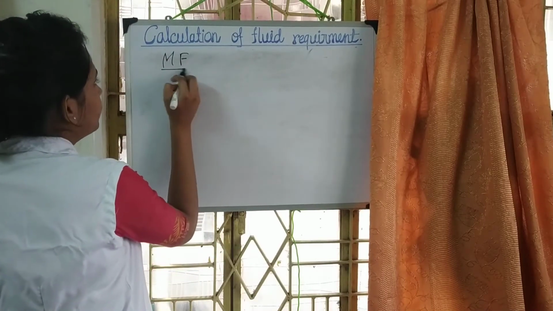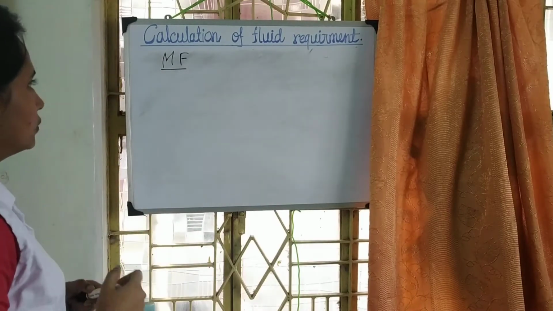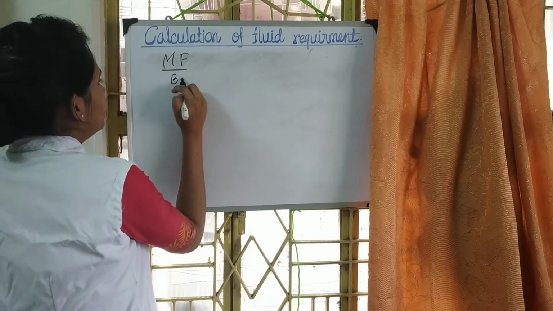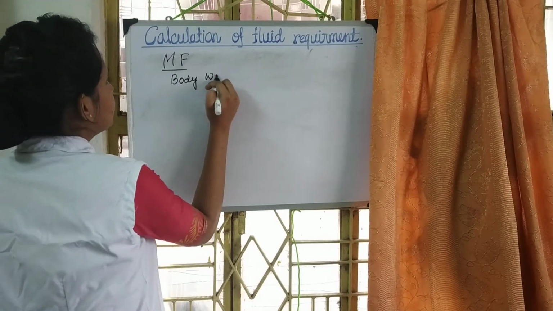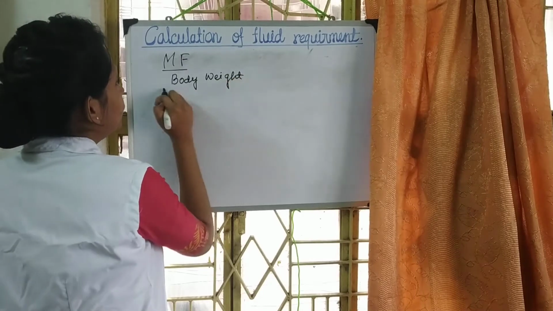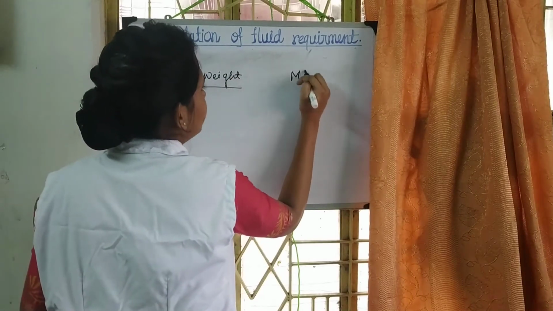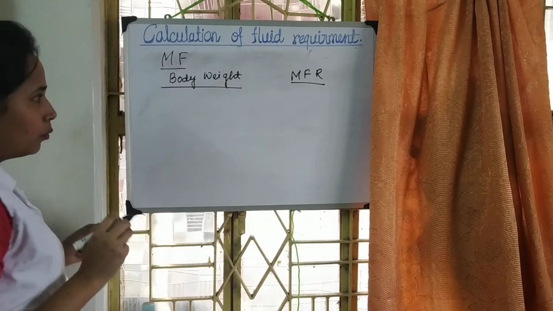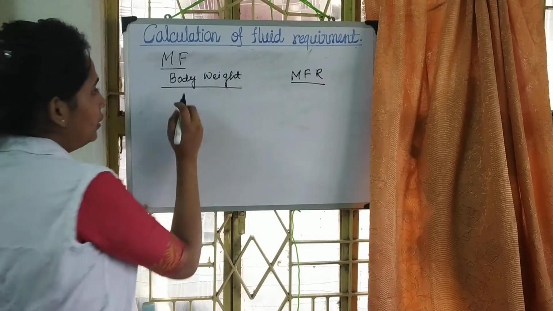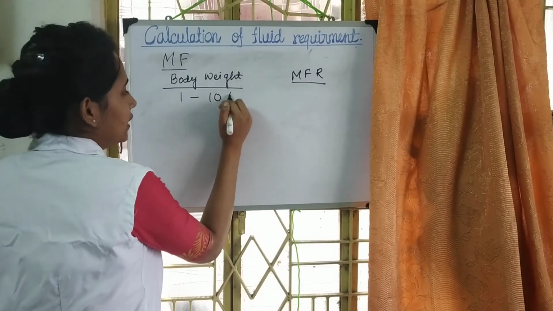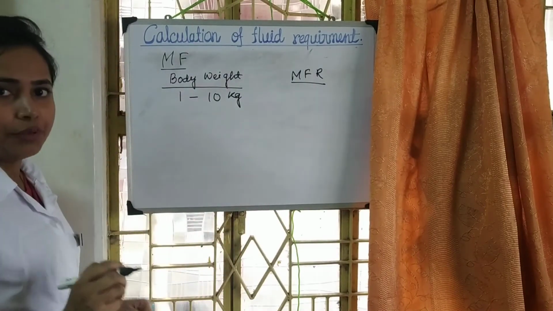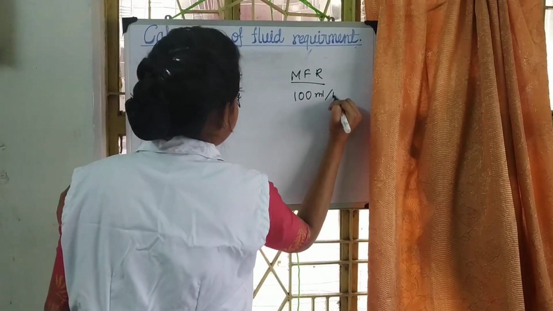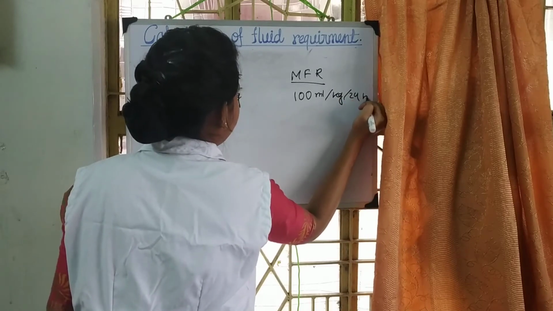Maintenance fluid. Here a beautiful formula is present, based on body weight and the maintenance fluid required. If the body weight of the patient is between 1 to 10 kg, then the maintenance fluid required is 100 ml per kg per 24 hours.